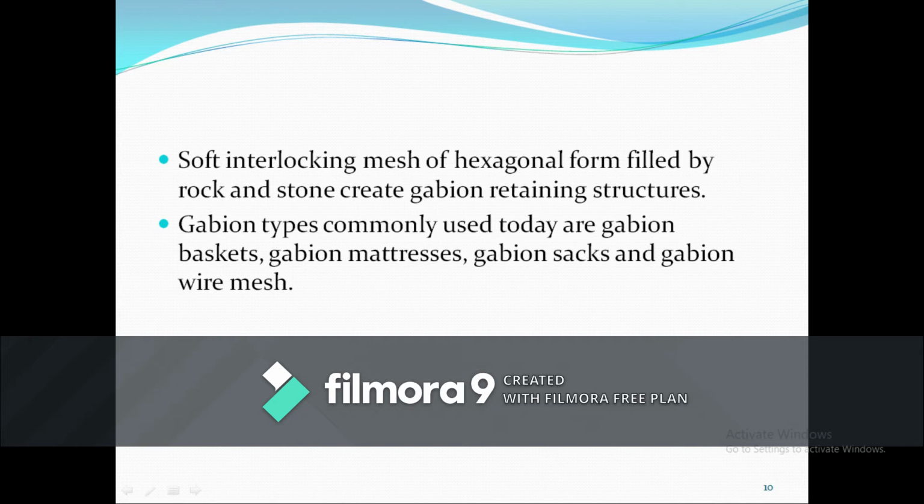But when you are taking it in the other forms, we can have gabion baskets, mattresses, sacks, and gabion wire meshes. So these are the various types of gabion structures that are available, whose use depends upon the purpose of our construction. So depending on that, we will be selecting the type of gabion construction that we require, and then we will be making it.